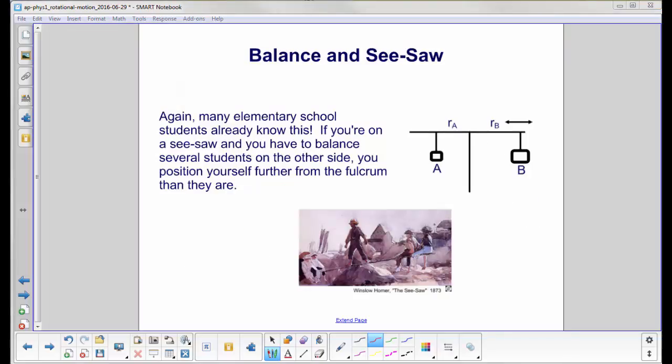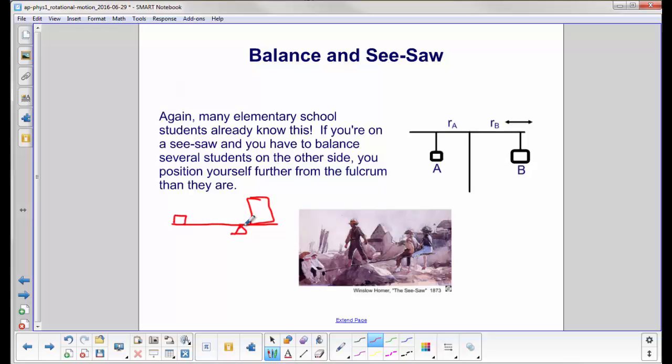Showing the value of both art and, frankly, playing in the playground during elementary school, kids already know this. If you're on a seesaw or a balance, and you have to balance several larger students on the other side, so let's draw over here. If here's our fulcrum, and you want to balance out, you have some big kids here. I'll just represent them by a big block. And then I'll represent you, because you're just one person, as a little block.